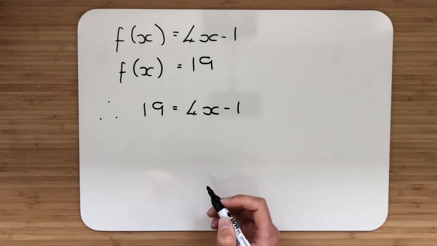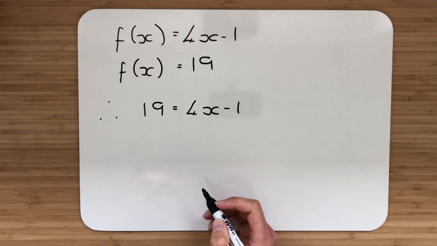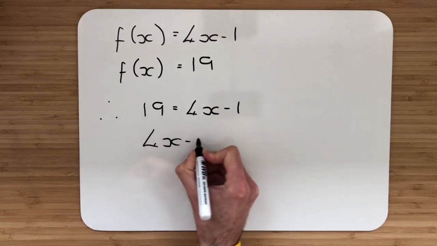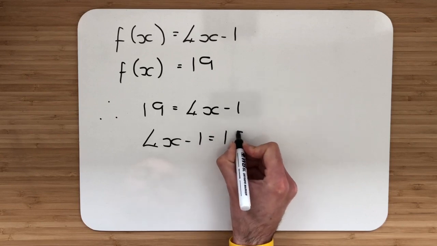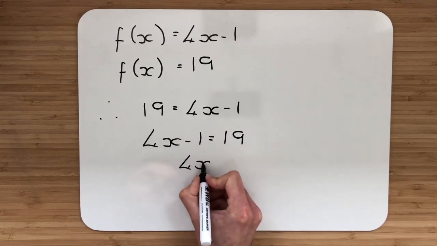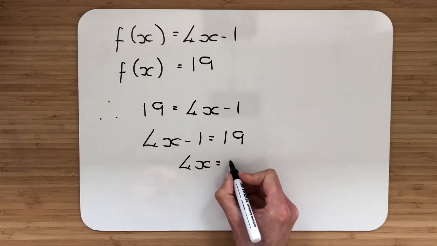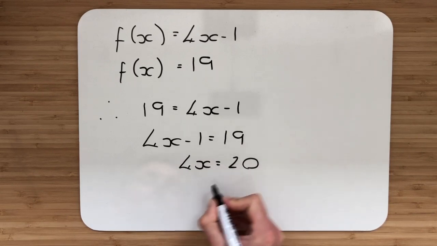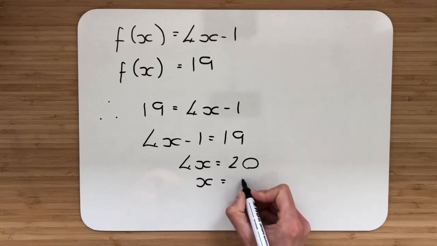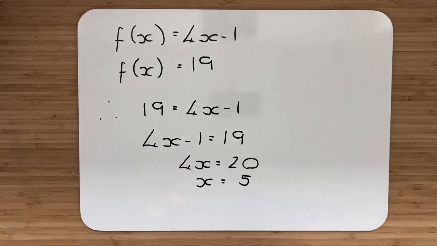And at this stage, we simply just have a linear equation. So if we wish, we can turn it round. 4x subtract 1 equals 19. Letters go left, numbers go right. I have 4x is now equal to 19, add the 1, which is 20. x will be 20 divided by the 4, which gives me a value of 5.